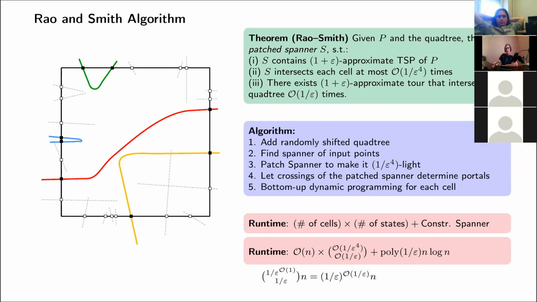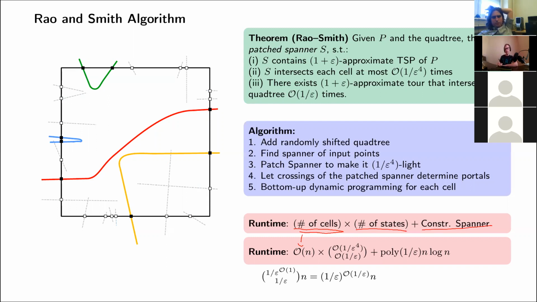And yeah, that's it, right? The running time that we have is the number of cells times the number of states times the time to construct a spanner. They get rid of this extra log n here by considering something that is called a compressed quad tree.